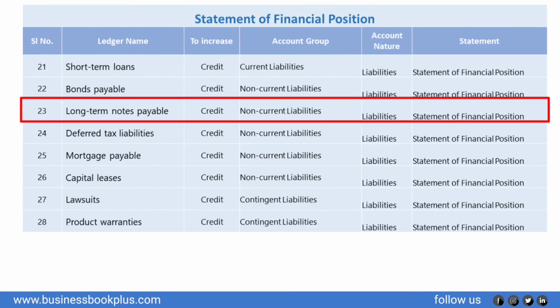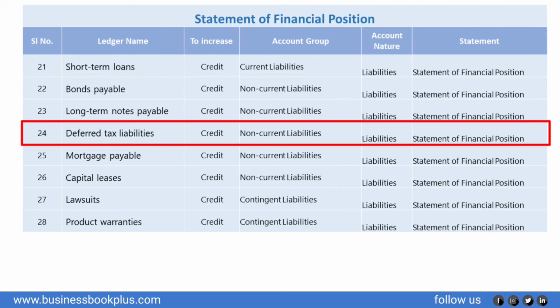Long-term notes payable. Increases when credited. Comes under non-current liabilities account group. Account nature is liabilities and affects the statement of financial position. Deferred tax liabilities. Increase with credit. Account group non-current liabilities. Nature is liabilities and affects the statement of financial position.